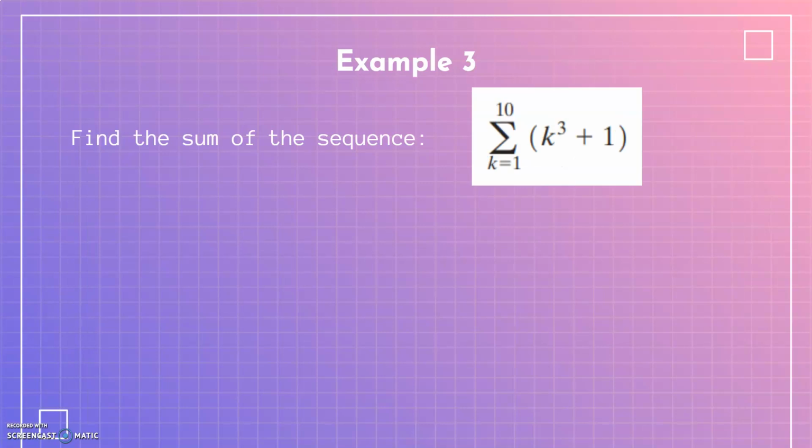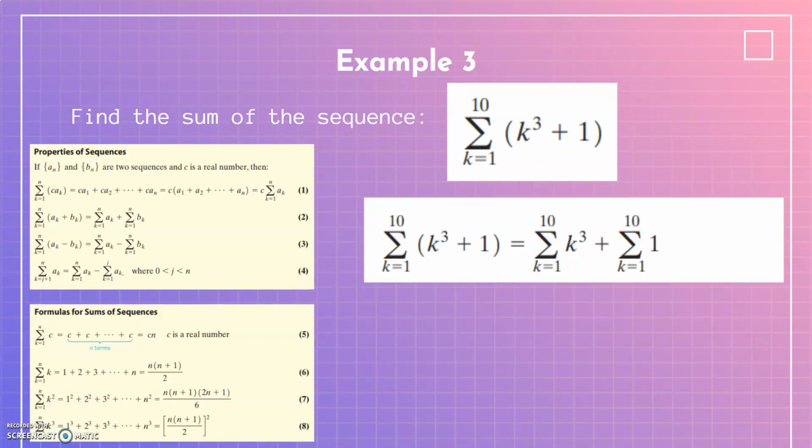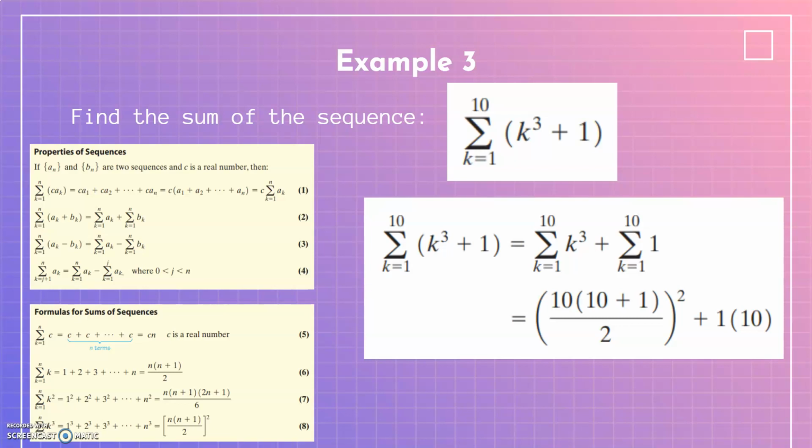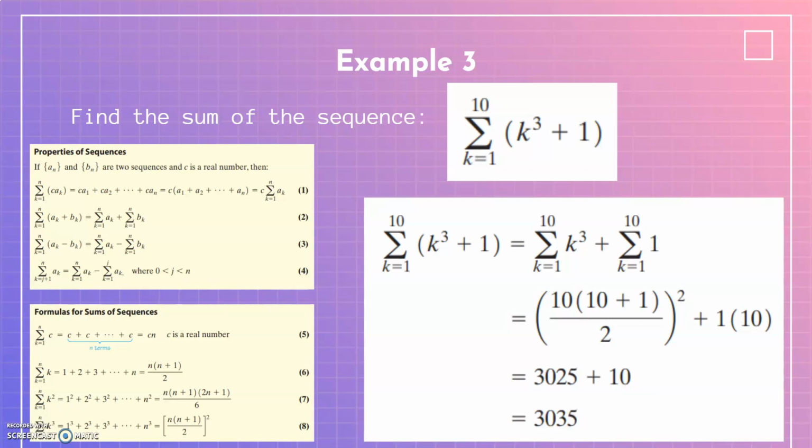Finally, we have example 3, where we are told to find the sum of a sequence in summation notation. For this problem, we will be utilizing our properties and formulas for summation notation. To begin, we will use property number 2 to expand the sequence. Then we can use formulas number 5 and 8 to calculate the sums, given that we have expressions that contain a constant and a variable to the power of 3. Finally, we can calculate and sum up the numerical values.